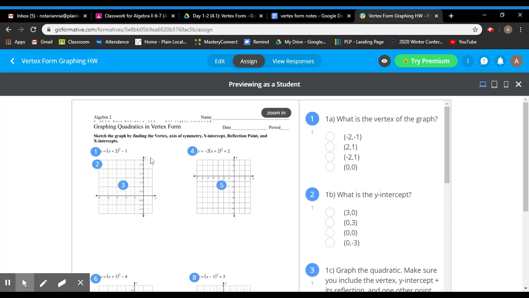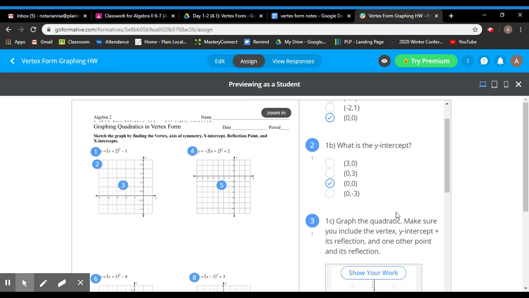So what you would do is on a scrap piece of paper, you'd calculate, do whatever you need to do to find that, and then let's just say I think it's at 0, 0. So I enter 0, 0. Number 2 is also referring to this same question because it's 1b. So what is the y-intercept? You would do your calculations, whatever you need to do. Let's just say it's also 0, 0.